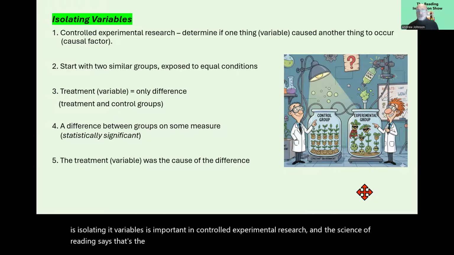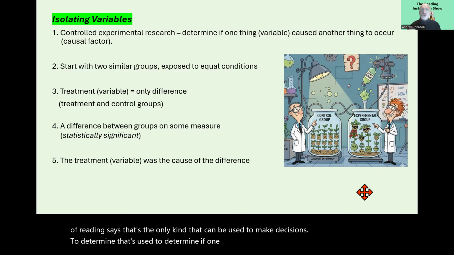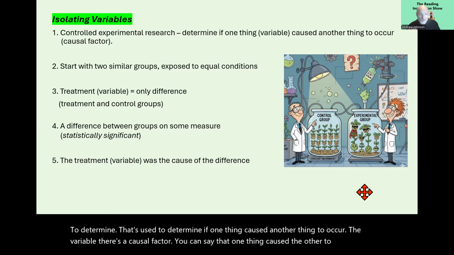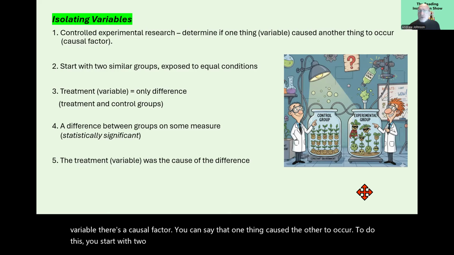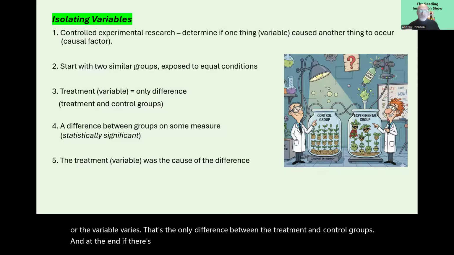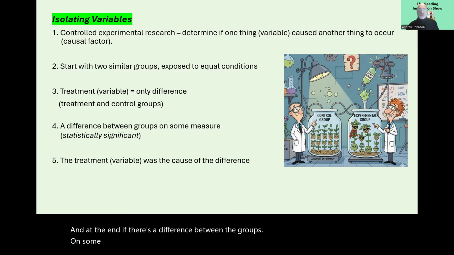That's used to determine if one thing caused another thing to occur. The variable, there's a causal factor. You can say that one thing caused the other to occur. To do this, you start with 2 similar groups, and they're exposed to equal conditions. The treatment or the variable varies. That's the only difference between the treatment and control groups. And at the end, if there's a difference between the groups on some measure, you can say with a certain bit of confidence that the treatment was the cause of the difference. That's why it is important.